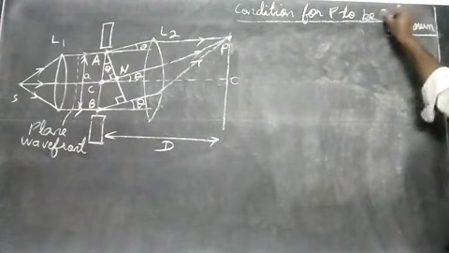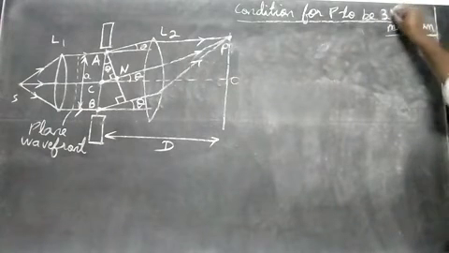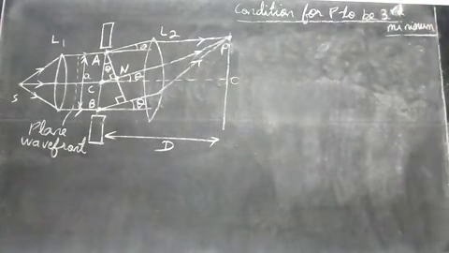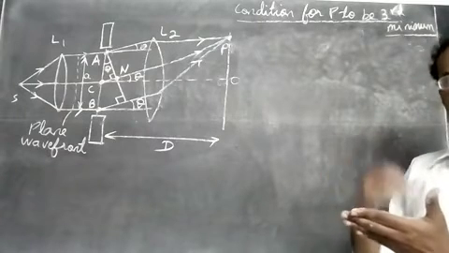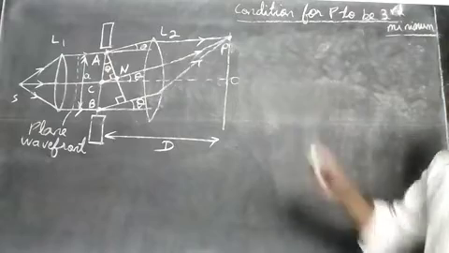So point P should be the third minimum here. Third minimum. So that's very simple. So we now divide into 4 parts. Now let's divide into still more parts here. 6 parts will do. Okay.